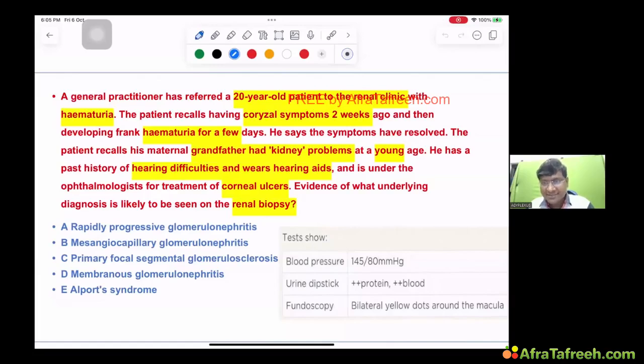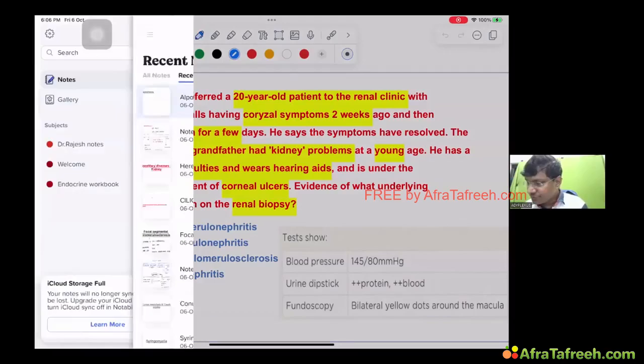Right. Jacob, why did you answer C? Primary focal segmental glomerulosclerosis. Achha, now you changed. Okay, fine. Right. So the answer is, not only FSGS, not only kidney problem. The individual is also having hearing aids, corneal ulcer. So this is a classical triad that you see in patients with Alport syndrome, right?